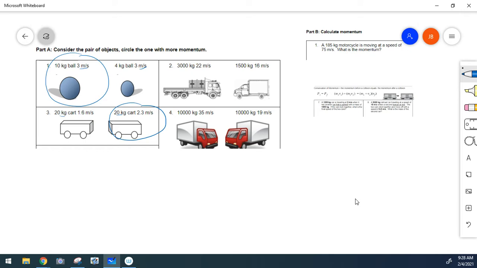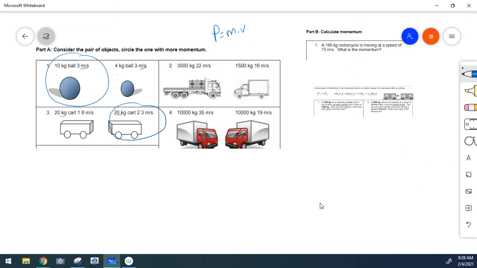As you move through, there's a couple of them that have different masses and momentum, so you may have to actually calculate using momentum equals mass times velocity. Try to guess based on the sizes and then calculate and double check to see if you're correct.